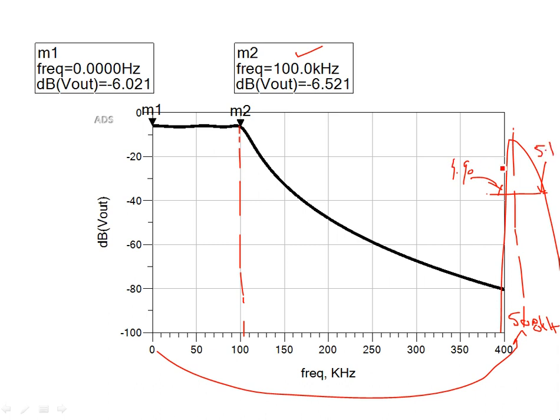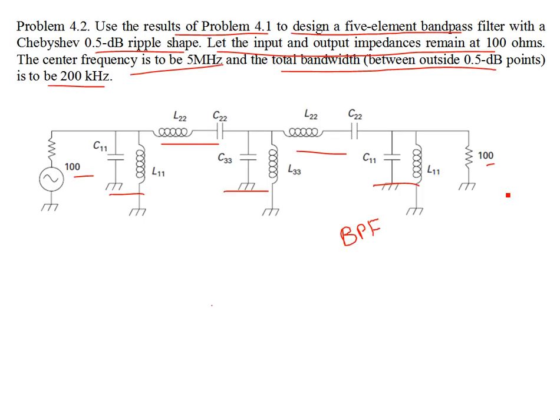Okay, that means the bandwidth is about 200 kilohertz. Just like the bandwidth of a low pass filter, this is the bandwidth of the filter. So we are going to have this 3 dB point occur on either side of the band pass filter, and we are going to have a bandwidth of 200 kilohertz. Okay, so let's see.